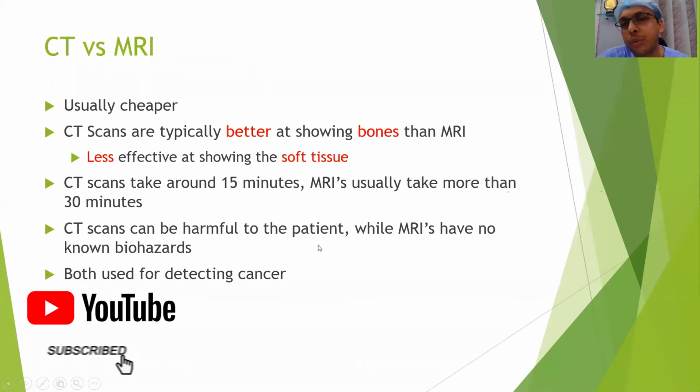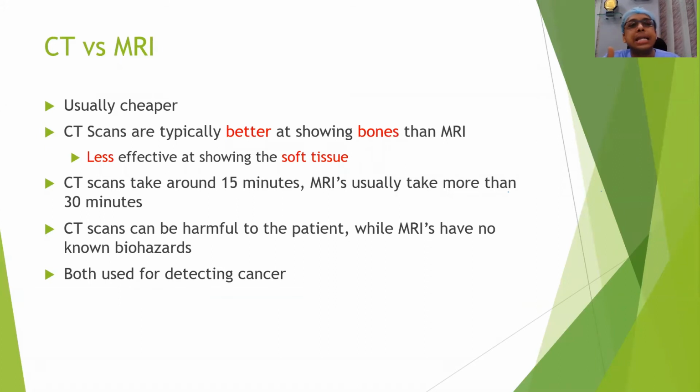So what is the difference between CT versus MR? CT is usually cheaper. It shows bone better than MRI, but CT is less effective at showing soft tissues. Please note it down. MR is very, very good at showing the structural differentiation of the internal organs within the body system. But if there is a fracture, or some anomaly within the joint or bone, CT scans are better at showing that.